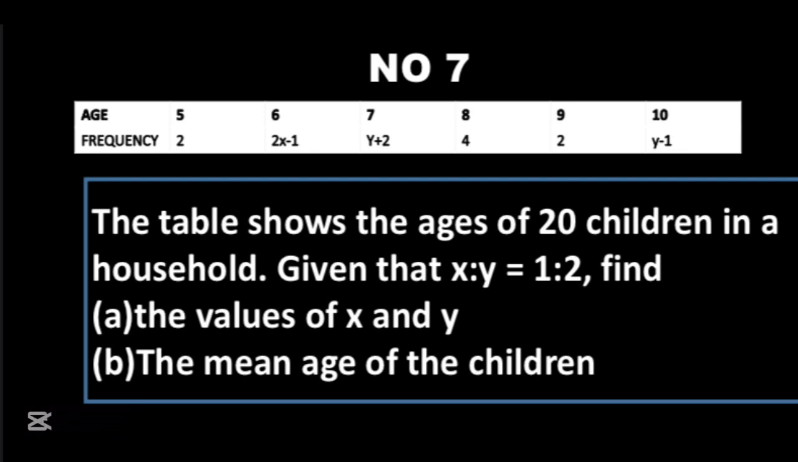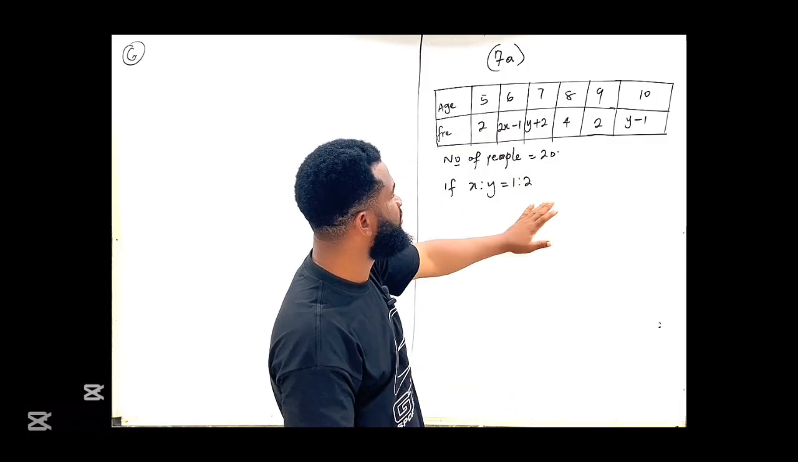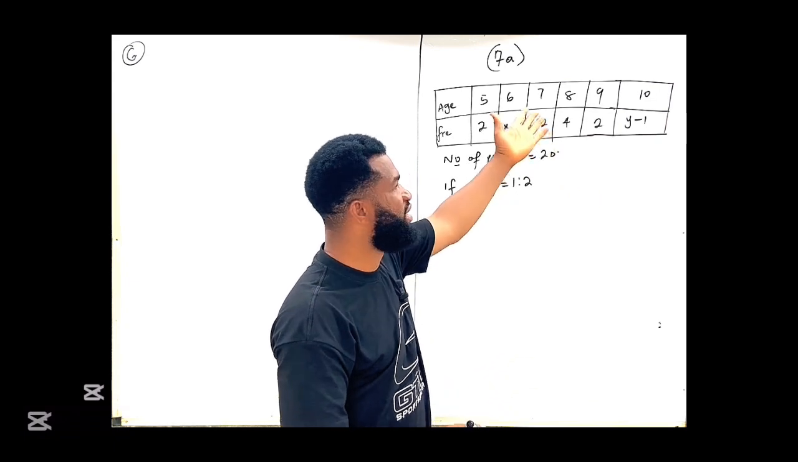All right, so this is number 7, and in this number 7, the question says that the total number of people according to this stat is 20. So they say number of people here is 20, and we were given that x is to y is in the ratio of 1 is to 2. We are asked to find the value of x and the value of y, and that is 7a. In 7b, we are asked to find the mean of this table.